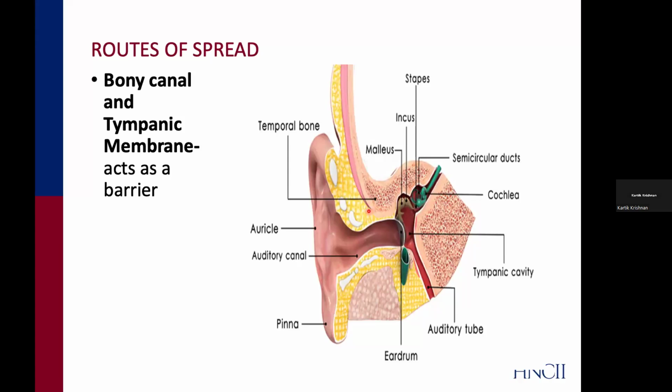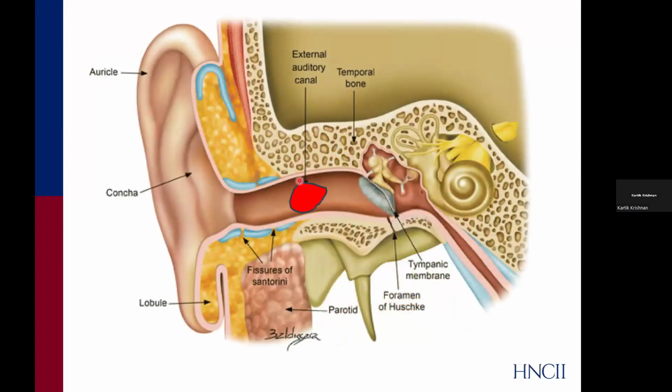Now the EAC is formed of two parts, as I told you. One is the cartilaginous part, which is the outer 1/3, and the inner 2/3 is the bony part. The bony canal and the tympanic membrane both act as a barrier to tumor spread. Once these two are invaded, the tumor has a very easy pathway for further spread. Whenever a tumor is lying in the external auditory canal, it can spread posteriorly into the mastoid cavity, the mastoid bone. Once it goes medially into the middle ear through the tympanic membrane, it can go through the thin tegmen tympani into the brain and cranium. It can go inferiorly into the hypotympanum and the jugular bulb.